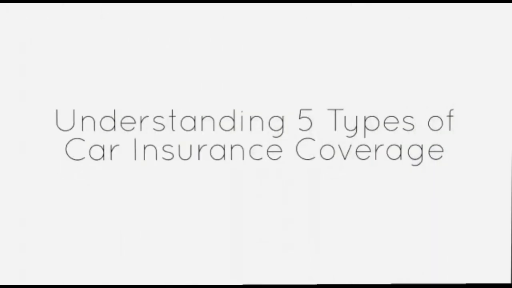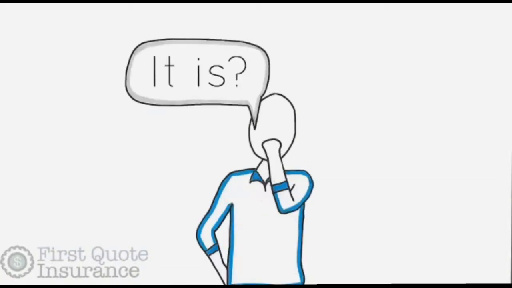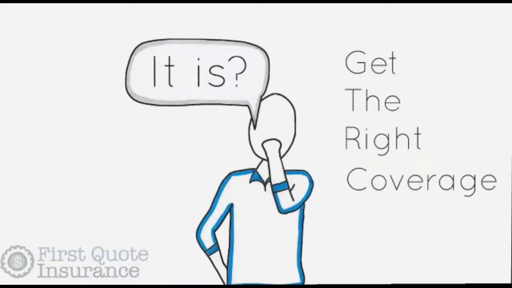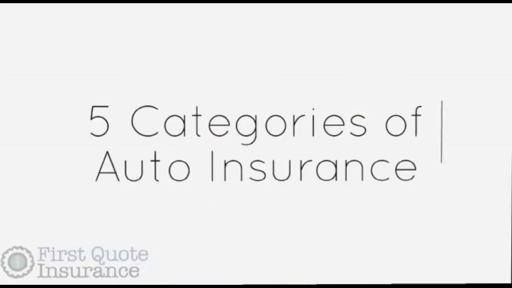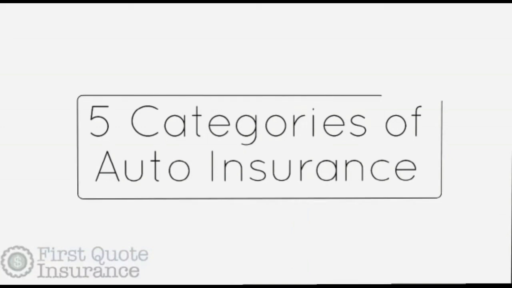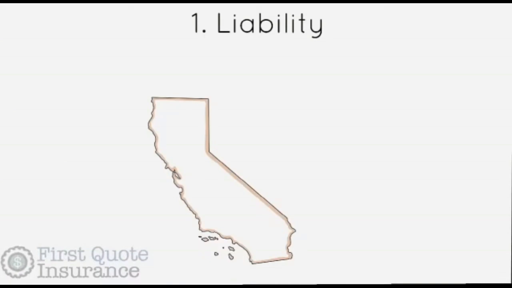Getting the right car insurance is a bit more involved than finding the lowest price. It's important that you get the right coverage for your situation. First, you need to understand what is available in your coverage. So there are 5 main categories or types of car insurance coverage. Let's go through them one by one.